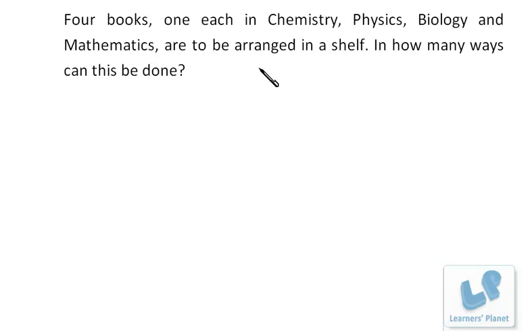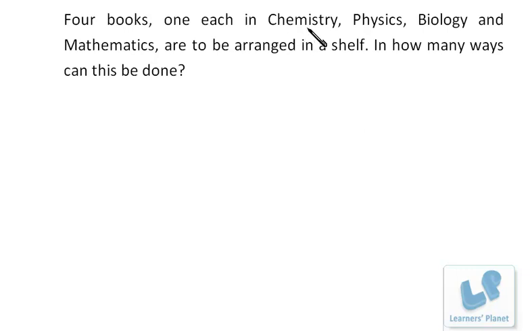Now, 4 books, one each in chemistry, physics, biology and mathematics, are to be arranged in a shelf. In how many ways can this be done? Now if you start thinking whether it is a problem of permutation or combination or a simple arrangement, you won't be able to do it because it will be really time consuming and confusing, right? You straightforward do it.